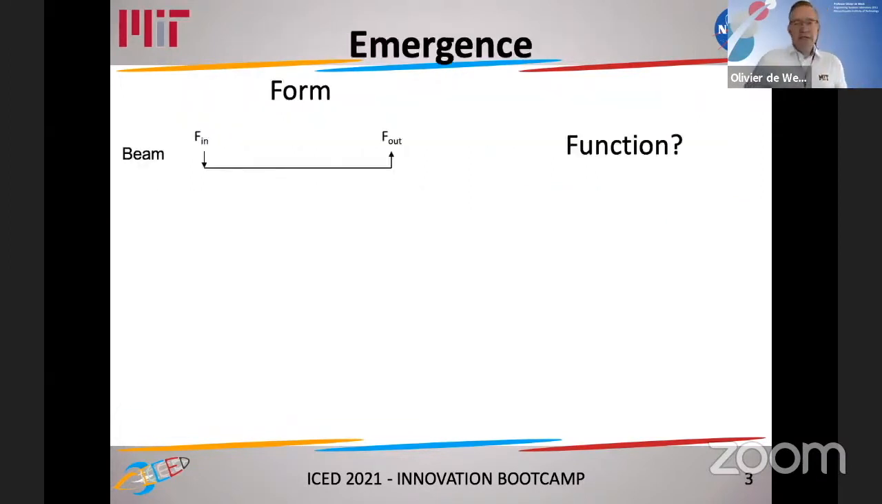I want to give you an example of emergence. An element of form is a beam. Let's think about a beam. It has the ability to carry forces and torques and so forth. We're going to have an input force on the left and an output force on the right. What is the function of the beam?